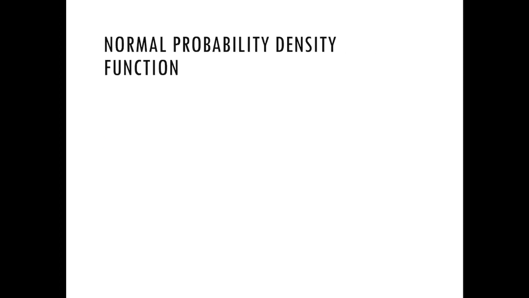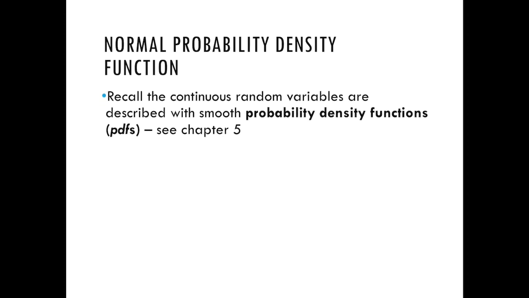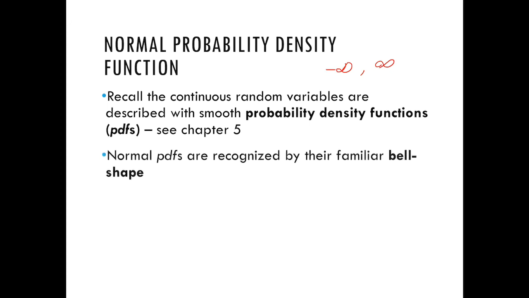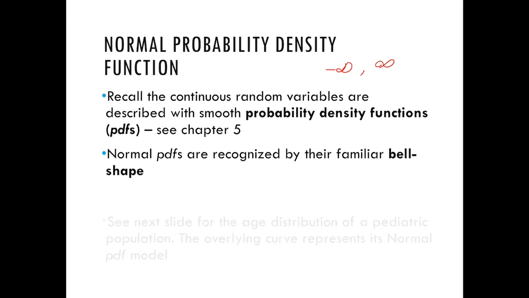So let's talk about the normal probability density function. If you recall from continuous random variables, remember continuous meaning it's ongoing forever. So we can literally say, just to always think about, we're talking about negative infinity to infinity. And remember, when we're talking about continuous random variables, we're talking about probability density functions, or PDFs. Remember from chapter 5, normal PDFs are recognized by their familiar bell-shaped curve.